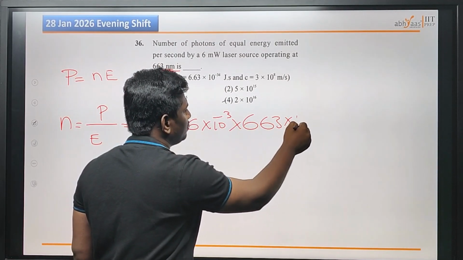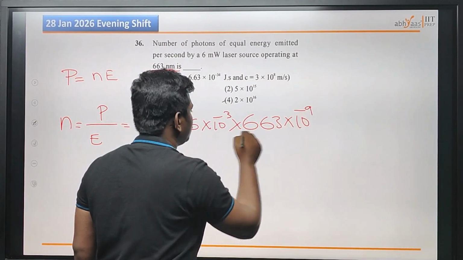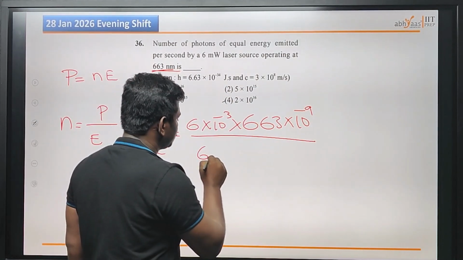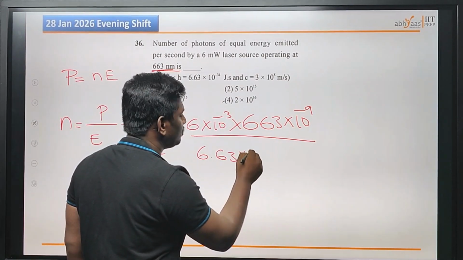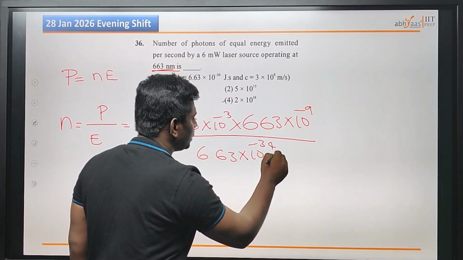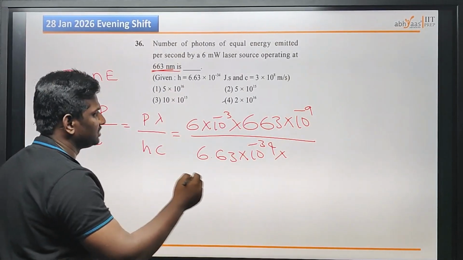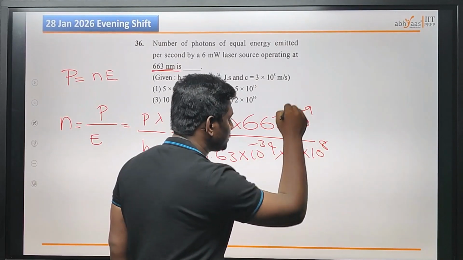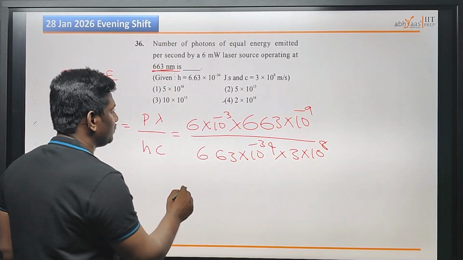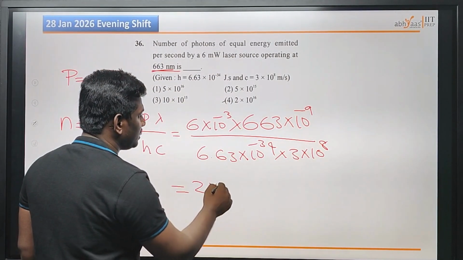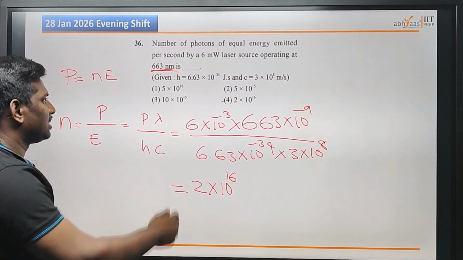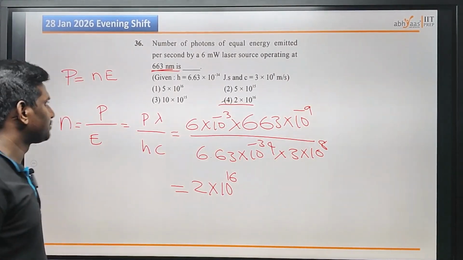663 into 10 to the power minus 9 nanometers by hc. That is 6.63 into 10 to the power minus 34 into c. C is nothing but 3 into 10 to the power 8. This is your calculation. If you find the entire thing, you will get 2 into 10 to the power 16. That is your option 4.